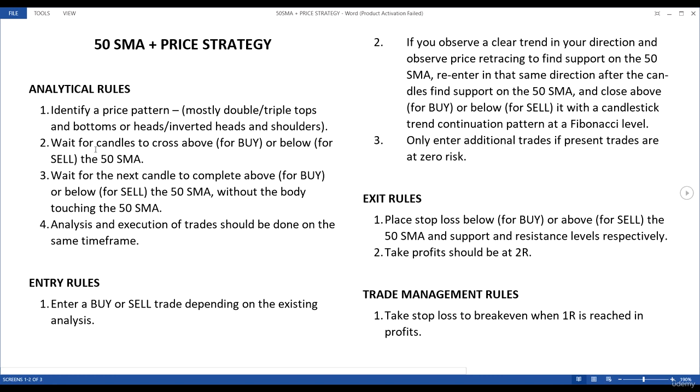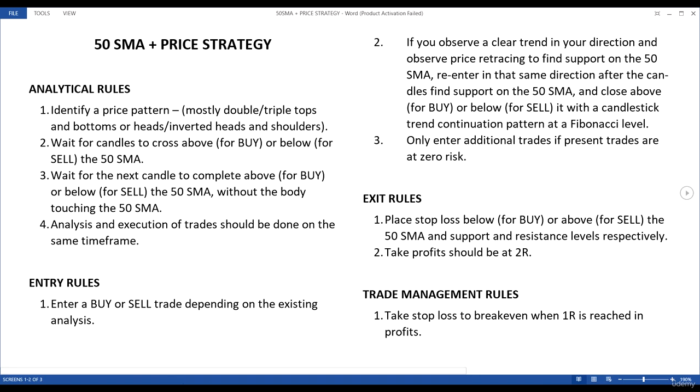right? So the second rule is to wait for the candles to close above, which is for buy, or below, which is for sell, the 50 simple moving average. So they have to close above or below the 50 simple moving average, and then we'll have to wait for the next candle to complete above the moving average for buy and below the moving average for sell, without the body of the candle touching the 50 simple moving average, right? And then analysis and execution of trades should be done on the same time frame. So we are not using multiple time frames for this, we are using just one time frame.